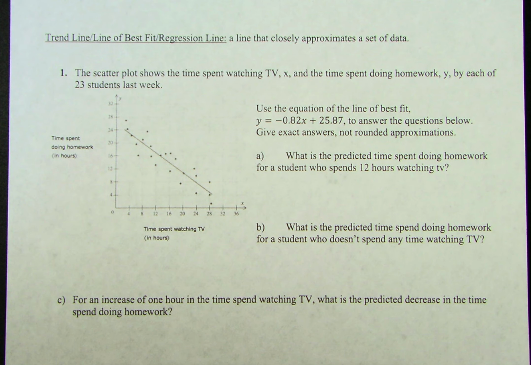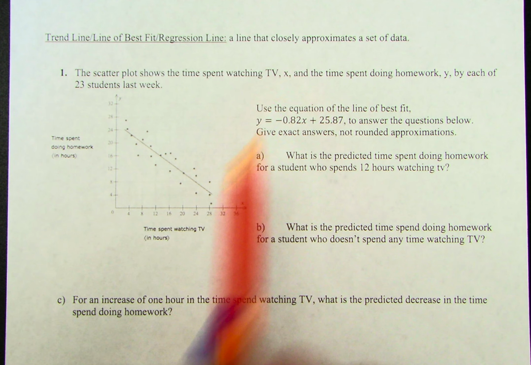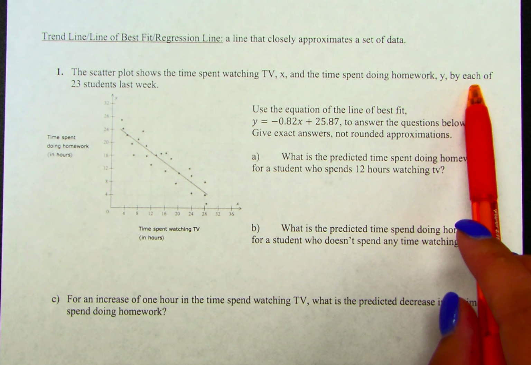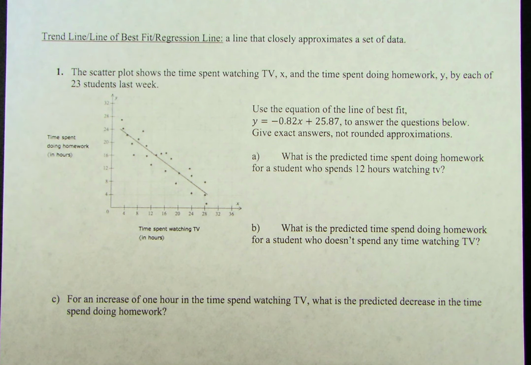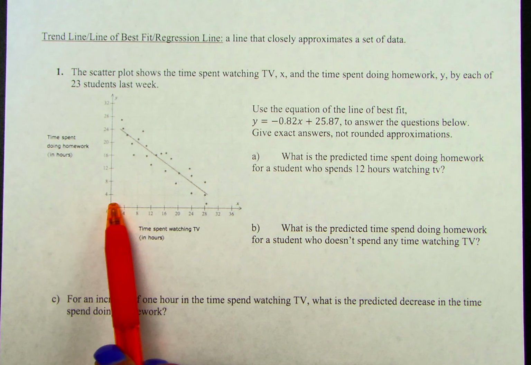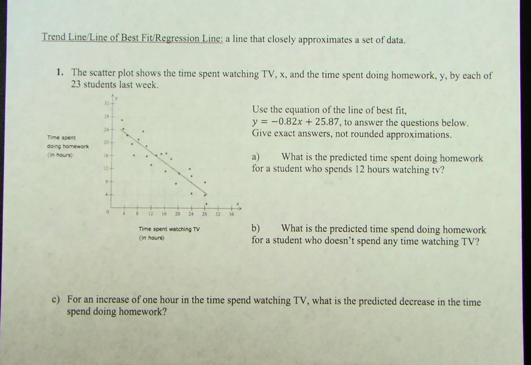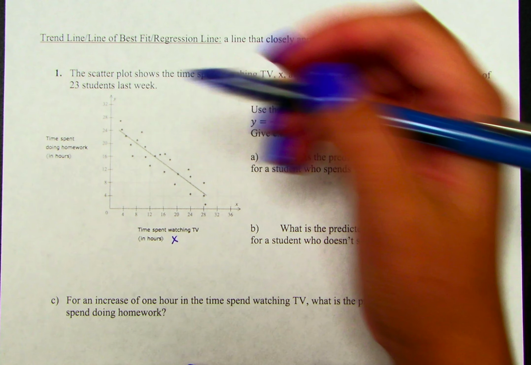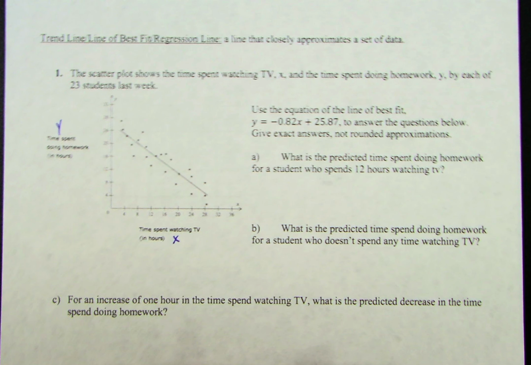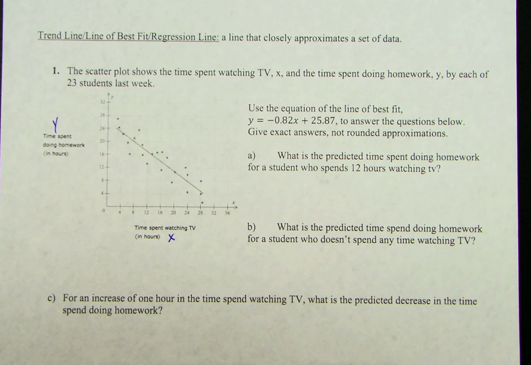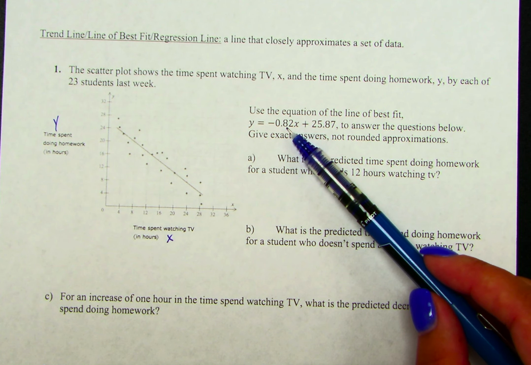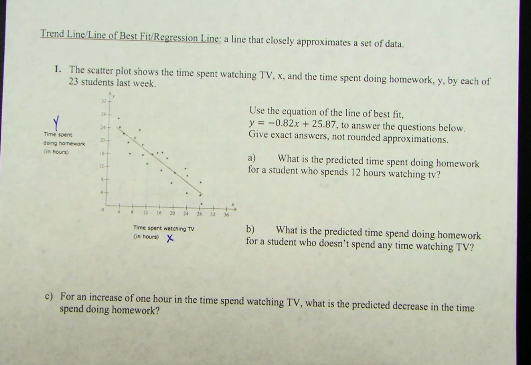It says the scatter plot shows the time spent watching TV, X, and the time spent doing homework, Y, by each of 23 students last week. So again, here's the time spent watching TV, which is the X. If it helps, you can write that this is the X information, and time spent doing homework is Y. Now they are giving us our line of best fit, so here's our equation for it, and we would expect our slope to be negative because this is trending down. We're just going to use that to answer our questions below.